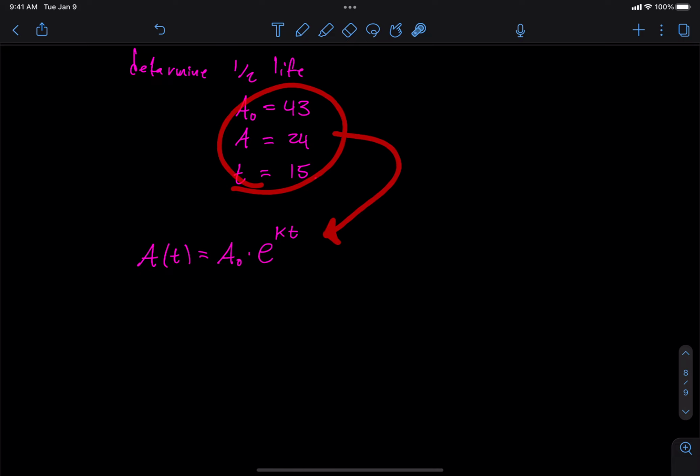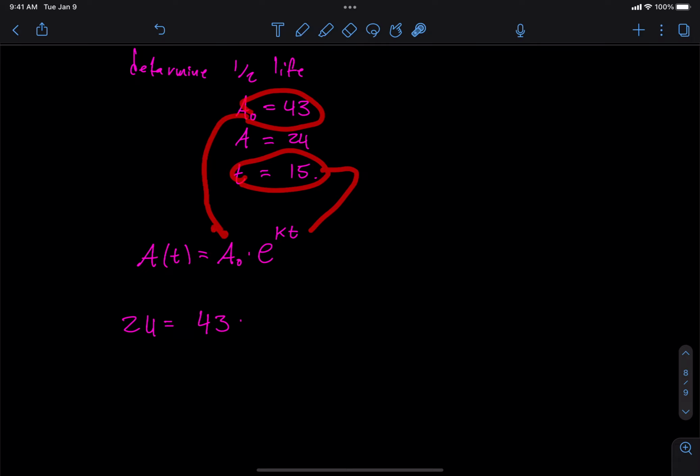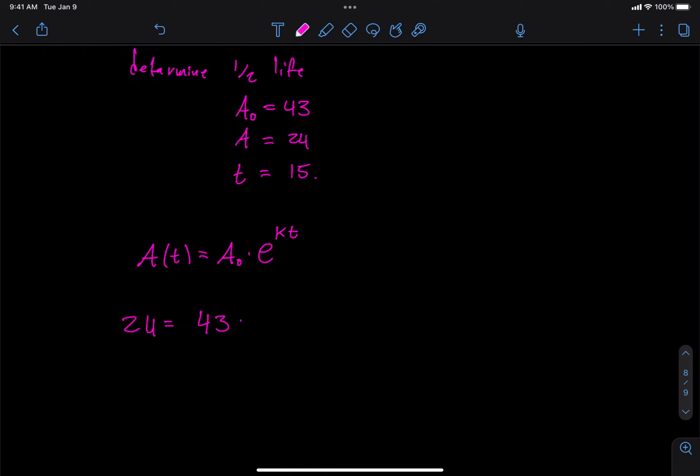What will my new equation look like? Someone tell me. 24 is the end result, is equal to what I get when I plug 15 and A naught into this equation, which would be 43 times e to the 15k. Yes?